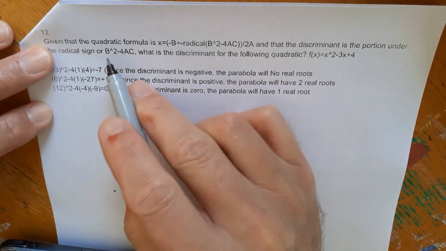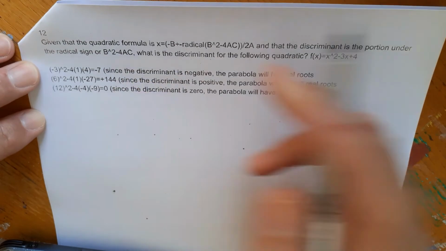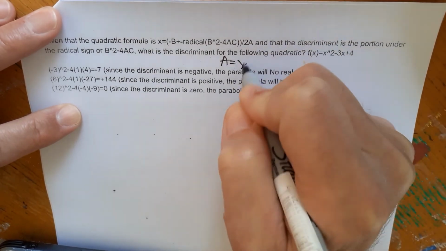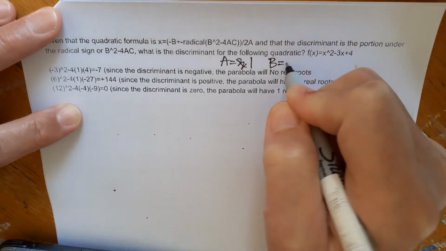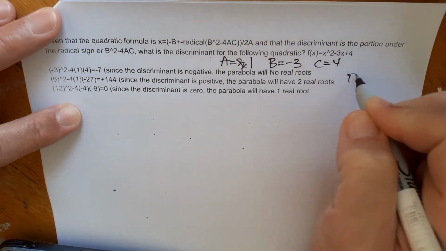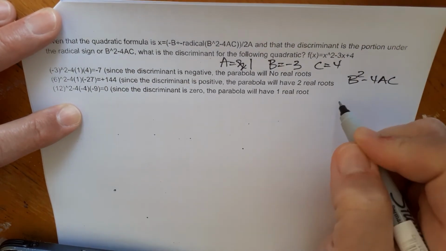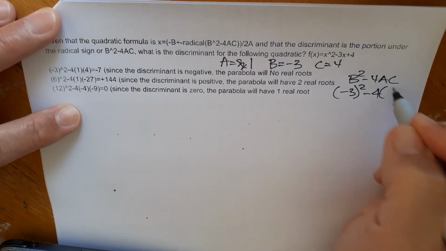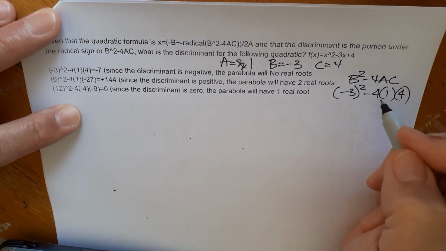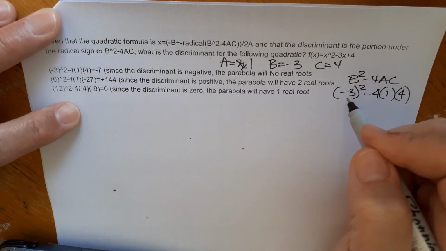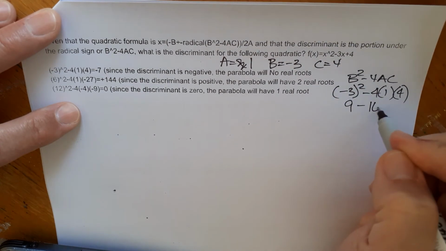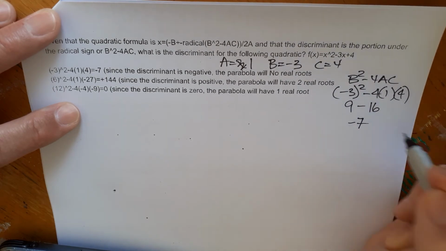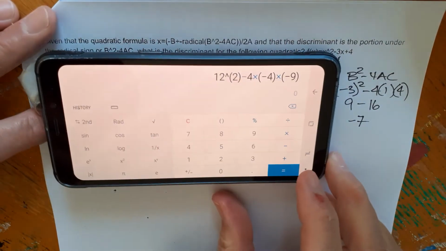Given the quadratic formula and the discriminant of b squared minus 4ac, what is it for this given? A equals 1, b equals minus 3, c equals 4, b squared minus 4ac. So you've got b squared is negative 3 squared minus 4 times a is 1 times c is 4. So notice 4 times 4 is 16, and negative 3 times negative 3 is 9, minus 16. So you're going to get a negative number here. You're going to get a negative 7. Right, 9 minus 16.